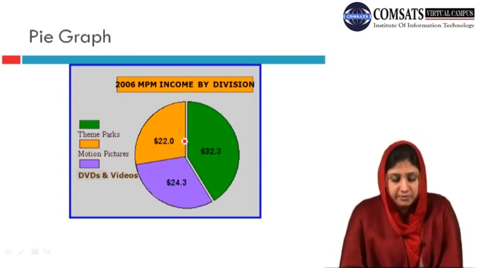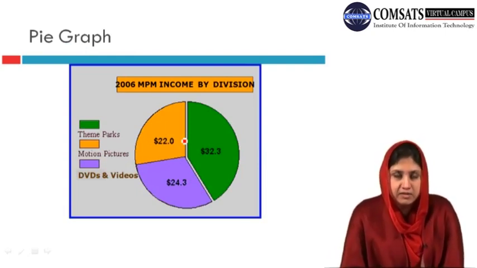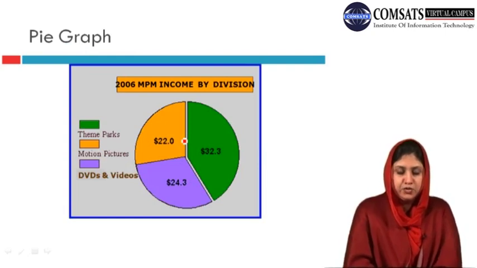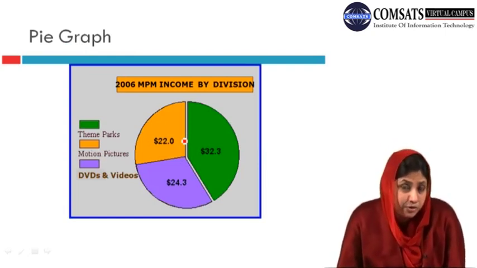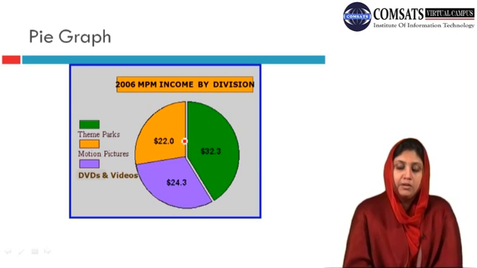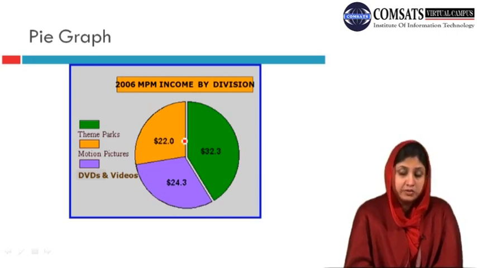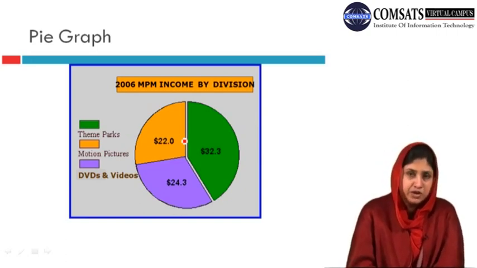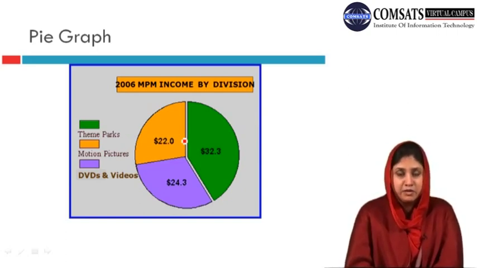Look at this pie chart. Now this is a very small exercise for you to look at the pie chart and see how you can read it. Look at the title. It's about income by division, and this relates to 2006 MPM income. MPM is an acronym for some words. So always try to use words if you want to make it understandable for a larger audience.